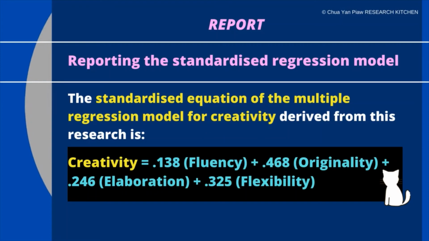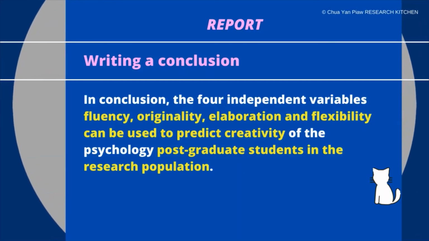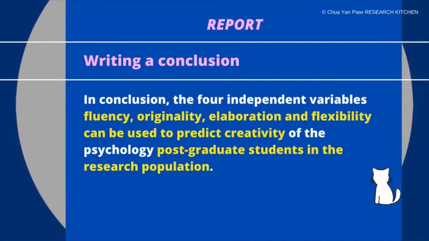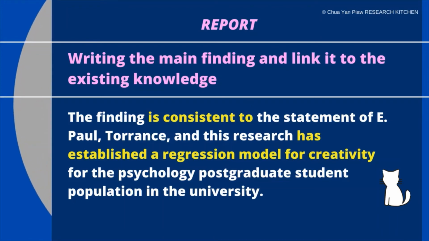The standardized equation of the multiple linear regression model for creativity derived from this research is creativity equals 0.138 fluency plus 0.468 originality plus 0.246 elaboration plus 0.325 flexibility. In conclusion, the 4 independent variables fluency, originality, elaboration, and flexibility can be used to predict creativity of the psychology postgraduate student in the research population. The finding of this study is consistent with the statement of E-pole tolerance. And this research has established a regression model for creativity for the psychology postgraduate student population in the university.